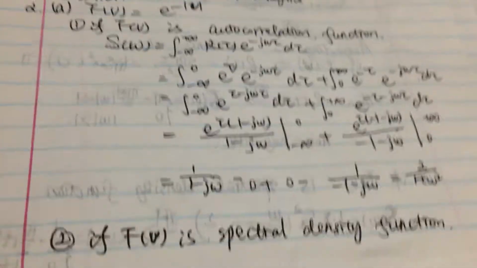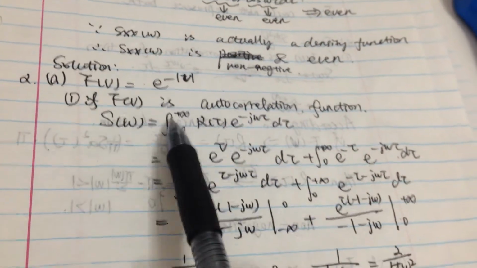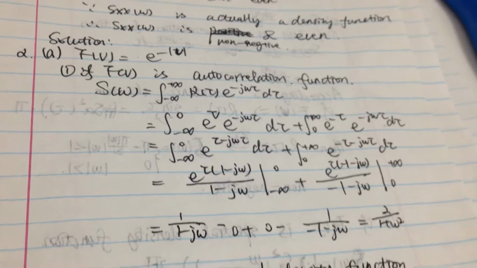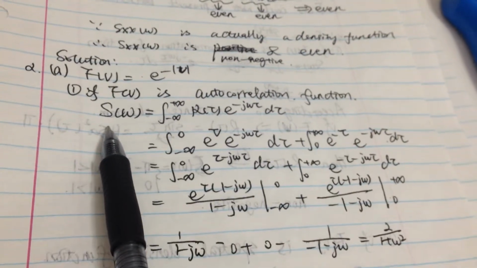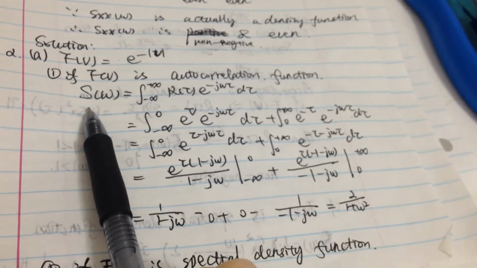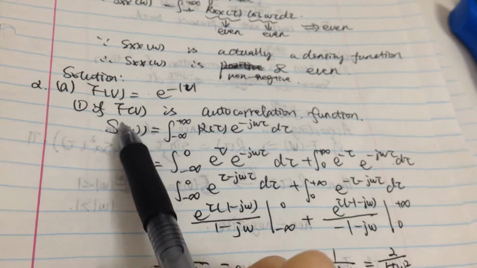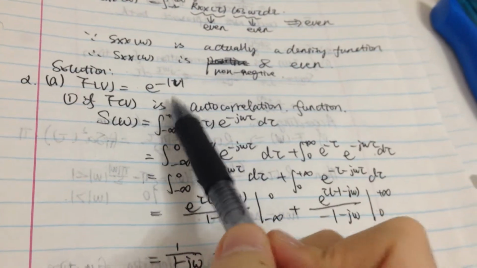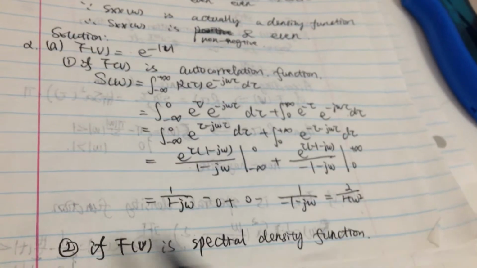Well, here, in the first one, if this is an autocorrelation function, obviously we could get the spectral density function here. This function, the autocorrelation function, is obviously non-negative, and this is non-negative as well.